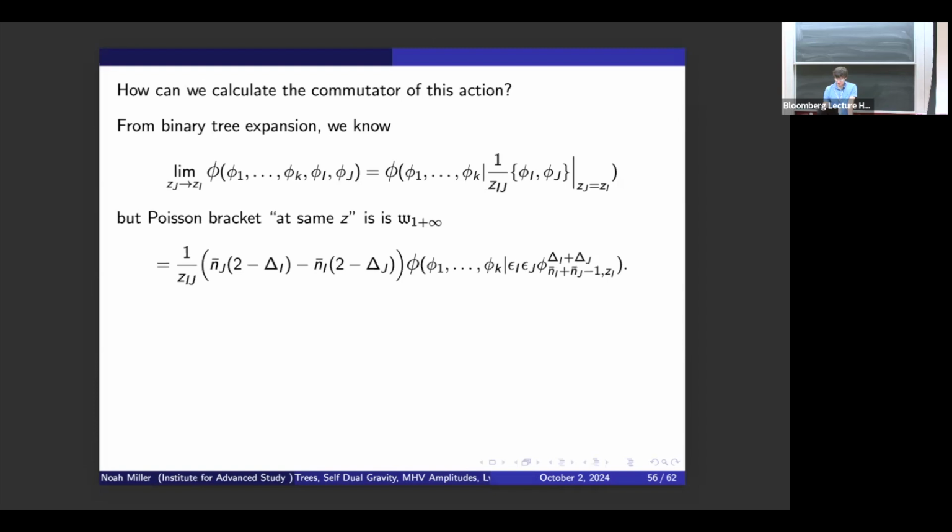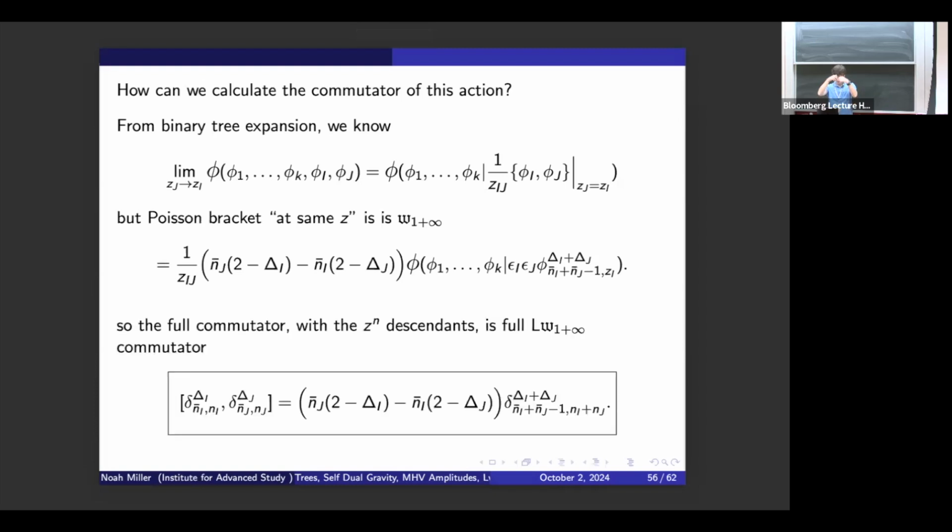And so just using this argument, we can immediately show that you can add in these wave functions, and these are indeed the wave functions that give you the Lw1+infinity commutator on the spacetime. So, any questions about this? This is where the Lw1+infinity comes in, just like on spacetime.